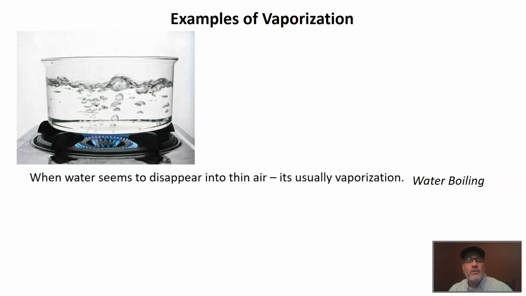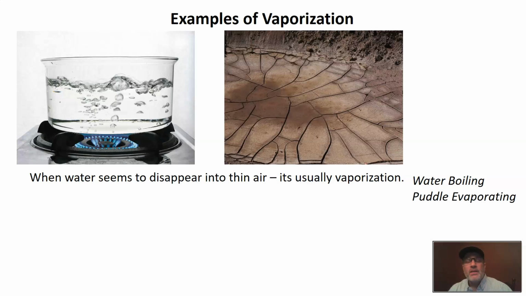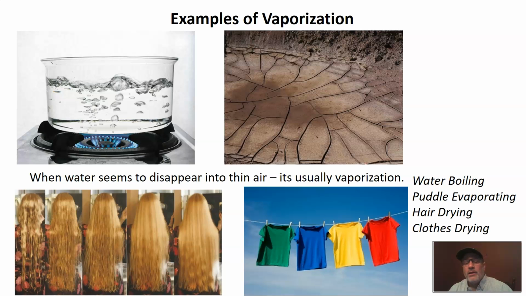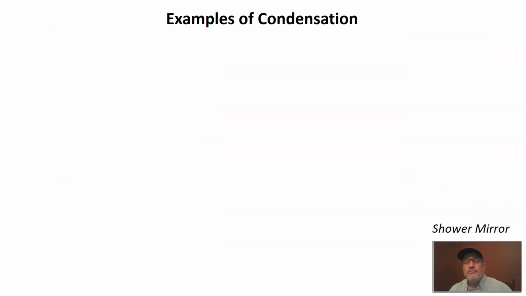Anytime you have water that seems to disappear into thin air, I want you to keep in mind that is usually vaporization. So water disappearing, that is usually some form of vaporization. If you have a puddle drying up, this is an example of vaporization. This is, of course, evaporation. This is a slow kind. This is not usually at high temperatures. Your hair drying, another form of vaporization, another example. And this is also evaporation. Same thing with clothes drying. So anytime you see water disappearing into thin air, that is usually vaporization.